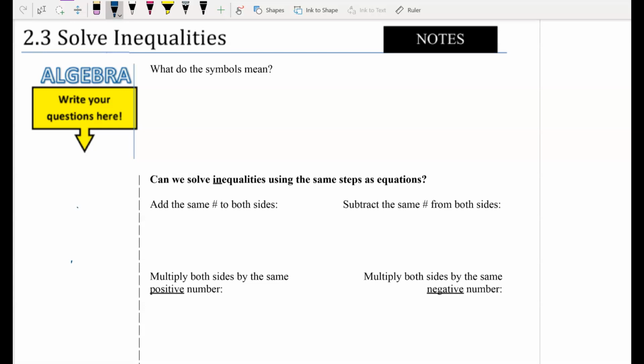If we're reading from left to right, like we normally do, then this symbol means greater than. Notice that the wide part of the symbol comes first, and the small part, the pointy part, comes second. If we flip that around, then reading from left to right, this symbol means less than.